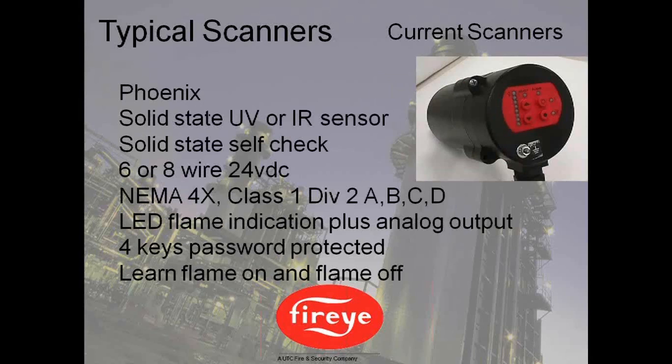Increasing in complexity, we move up to the Scenic scanner, which has a solid-state sensor, either UV or IR. Also has a solid-state self-check network, powered by 24 volts DC. Provides a contact closure back for flame relay, a false contact back if there's an internal fault in the scanner, and a 4 to 20 output supply. Rated NEMA 4X, Class 1, Div 2, A, B, C, and D. The scanner actually learns the flame automatically through an auto-tune process. And you also learn the flame off condition, and it compares the two.